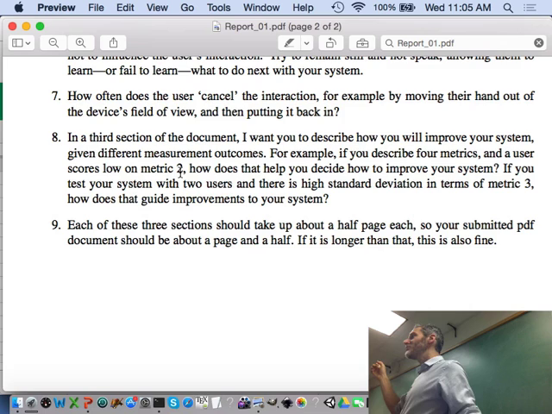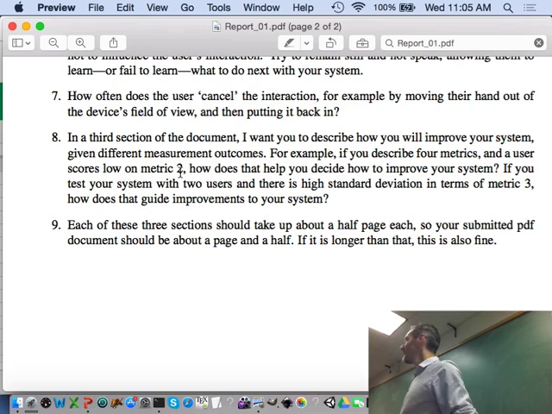What if you see standard deviation in the metrics, right? So what if you do testing with two or three family members over the Thanksgiving break, and for one person that metric scored high, for another medium, and another low? What does that mean? If you get standard deviation on that metric, give us some ideas about how you think you might need to go back and change your code.